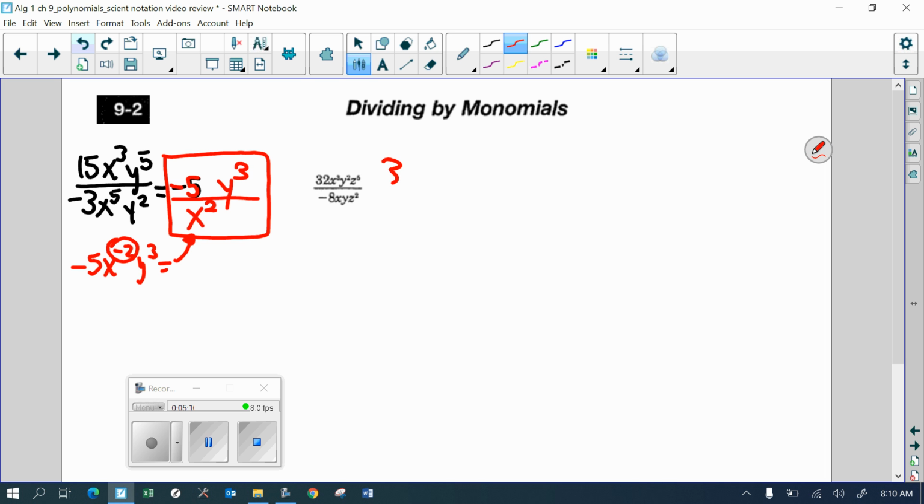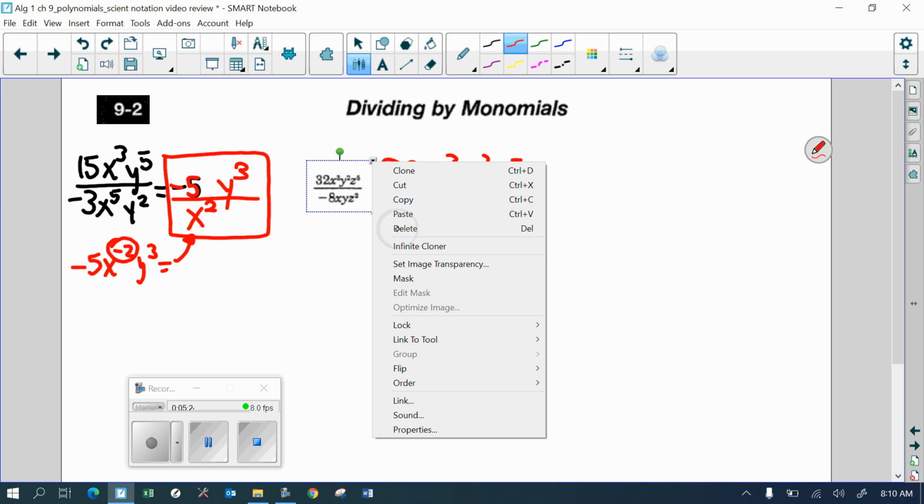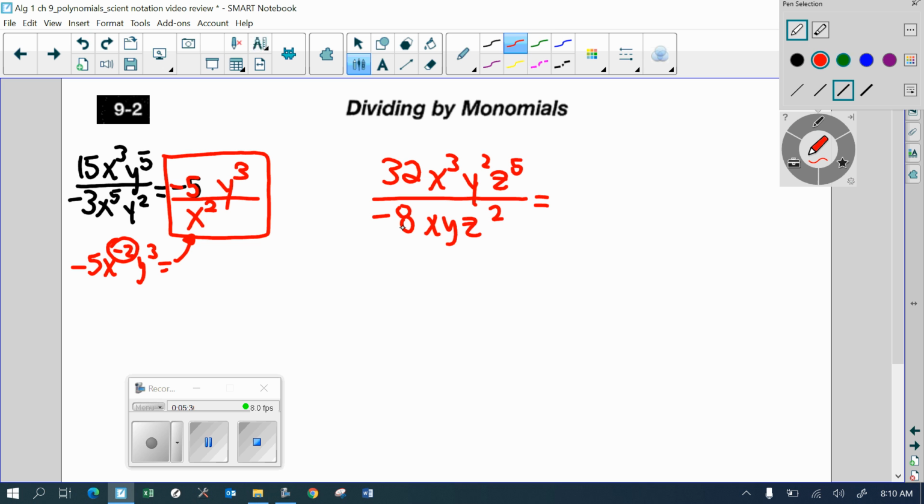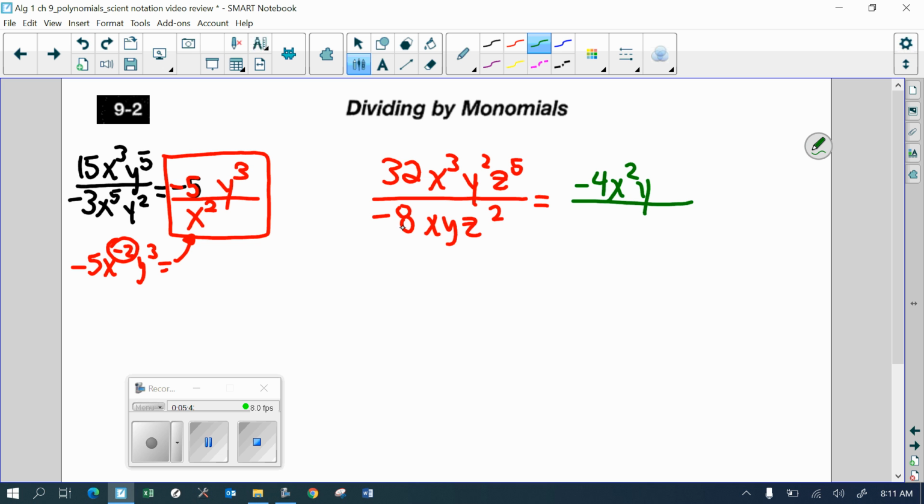All right, this one, I'll rewrite it. It says 32x cubed y squared z to the fifth all over negative 8x y z squared. Okay, so what does that simplify to? 32 divided by negative 8 is negative 4. Where do I have more x's? In the numerator. How many more do I have? 2. Where do I have more y's? Numerator. How many more do I have? 1. Where do I have more z's? Numerator. How many more do I have? 3. And there's my answer. Nothing in the denominator.